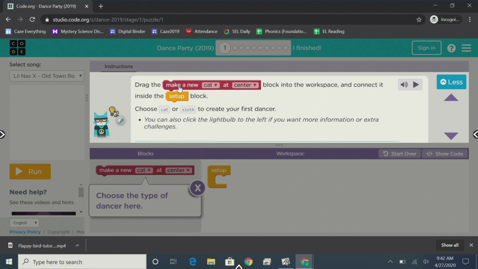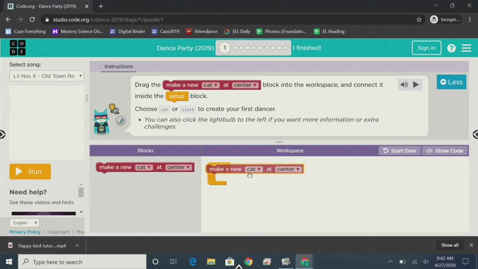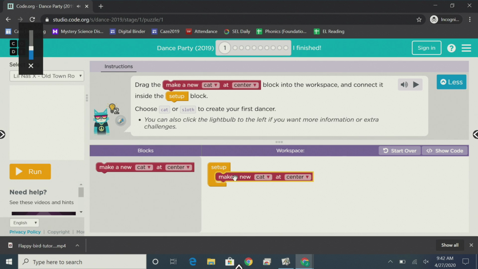You can learn how to code, and like we said, coding is just a program. It helps websites work and all kinds of things. It's going to be really helpful for you to learn. So I am going to start right now with making a new dancer. I got my sound turned off actually for this. So I can pick if I want a cat or a sloth, but I want to pick a cat.